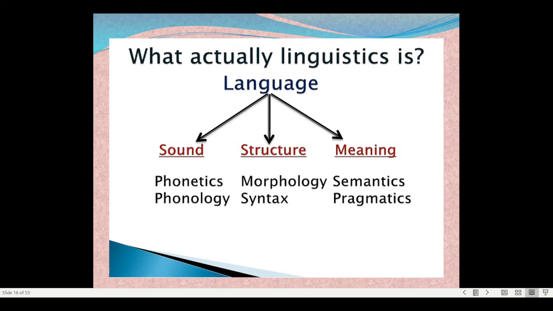And then language is studied on the basis of meaning. We have thousands and thousands of words in every language, and each word has its own meaning. This branch of learning comes under semantics and pragmatics. You have semantics as well as pragmatics. They are different. So keep in mind one thing, that language is studied or described in depth on three different levels. That is, on the level of its sound, on the level of its structure, and on the level of its meaning.